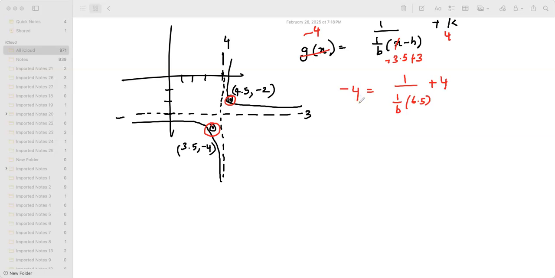What is going on? Something feels so wrong to me. Hold on. 1 by b, x minus h, right? 3.5 minus h. But h is minus 3. H is equal to minus 3. So plus 3, correct? That is correct. Whatever you've done is correct.